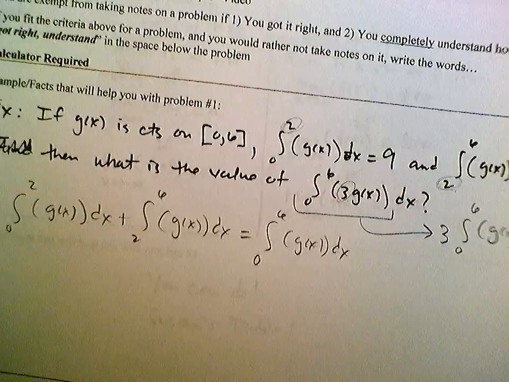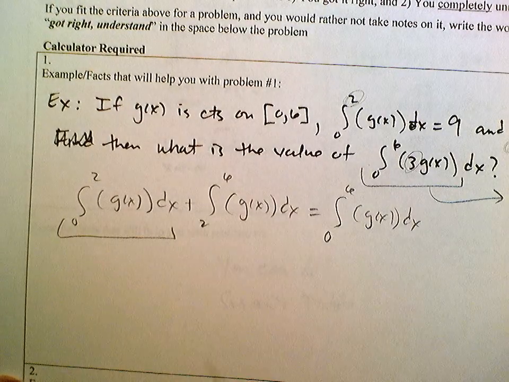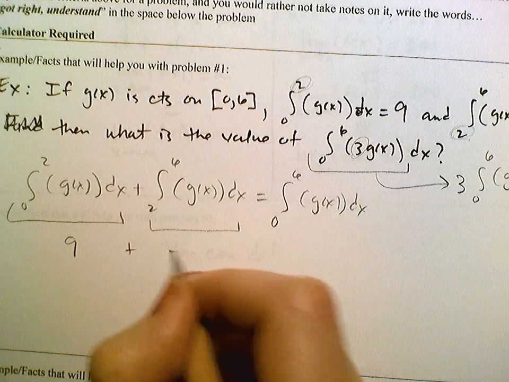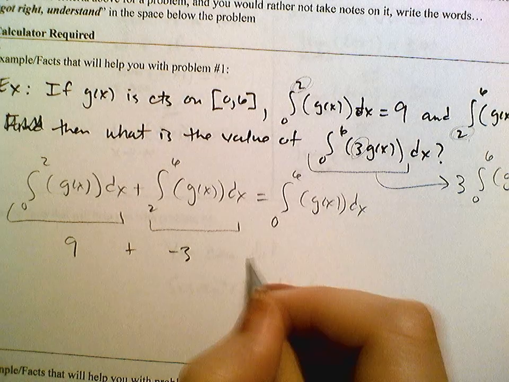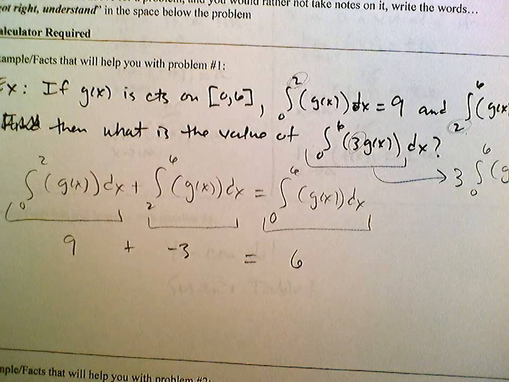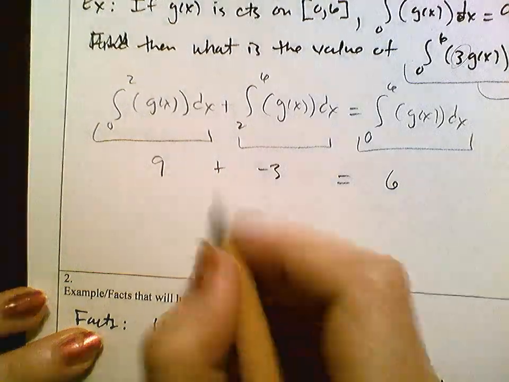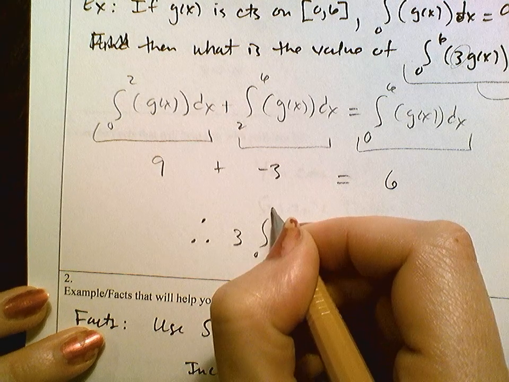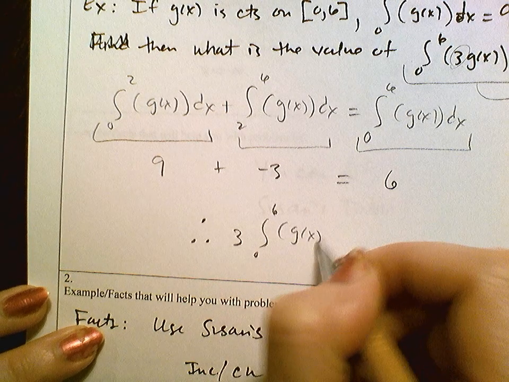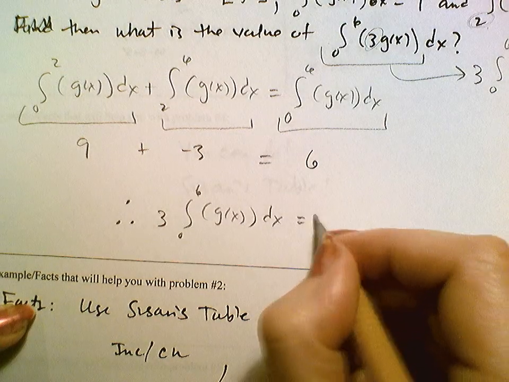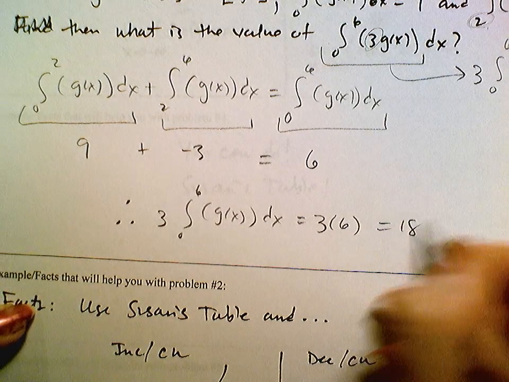Okay? But then, guys, they told you that this was equal to 9, and they told you that that was equal to -3. So you get that this is equal to 6. All right? So therefore, you get 3 times the integral from 0 to 6 of g of x is equal to 3 times 6, which is equal to 18.